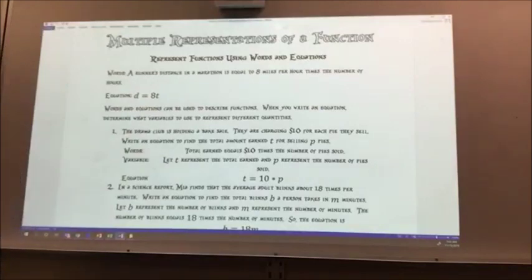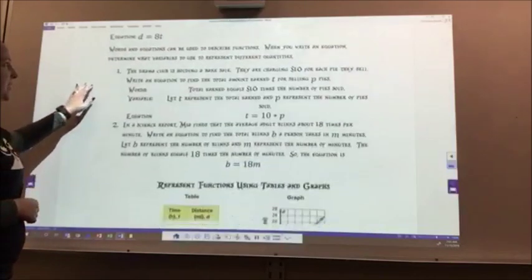Words and equations can be used to describe functions. When you write an equation, determine what variables to use to represent different quantities. So let's take a look at a couple of examples.